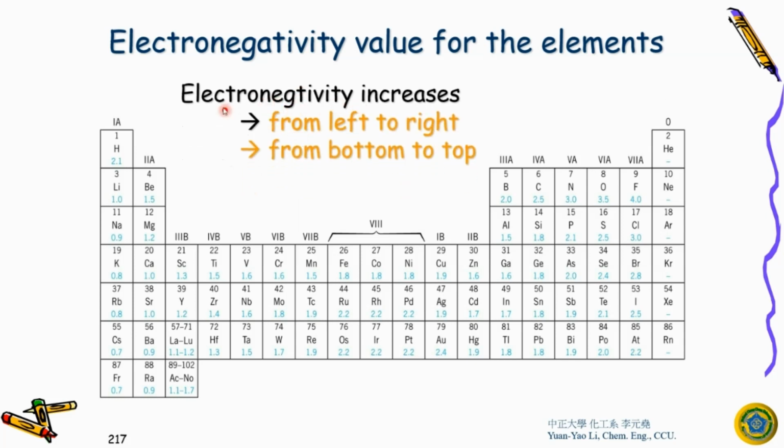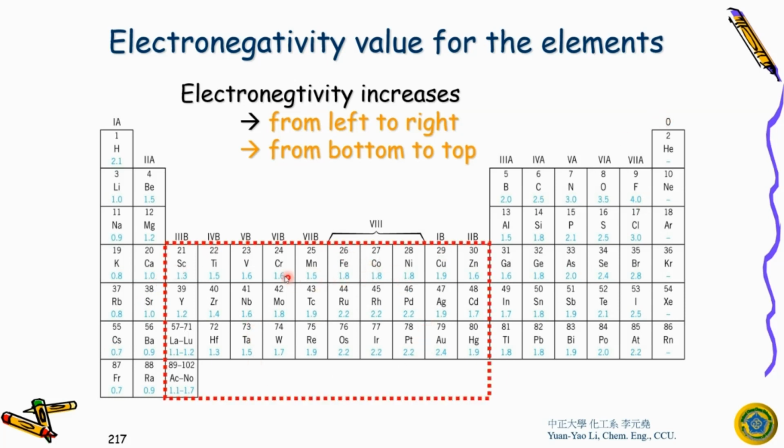So electronegativity increases from left to right. Please remember this. From left to right, electronegativity increases. As you can see, this is 1.0, 1.5, 2.0, 2.5, increasing. Why? Because this one is an electropositive element, so it's easy to release one electron. And this one is easy to receive one electron. So this number 4, it means what? This number 4 means you like electrons.